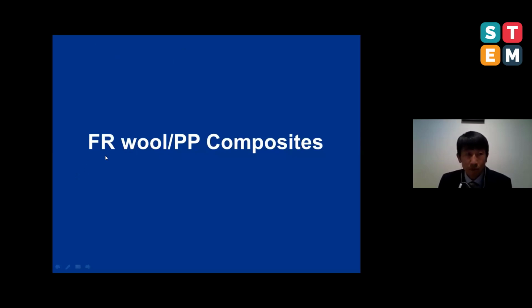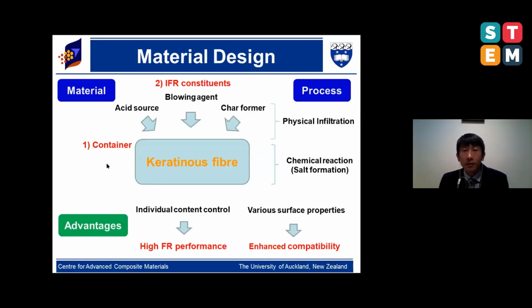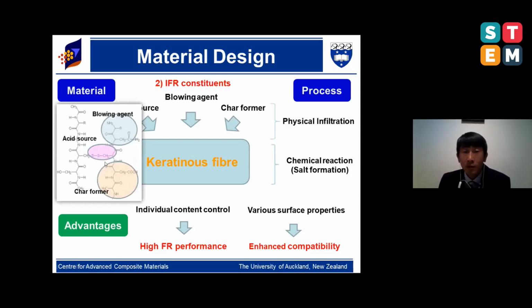Due to the ease of handling, we first start with wool fiber for the keratinous fiber-based flame retardant fabrication. This is our strategy. Apart from the mechanical property and the cost, the important reason we choose keratinous fiber as a host material of the flame retardant is the excellent fire resistance property.